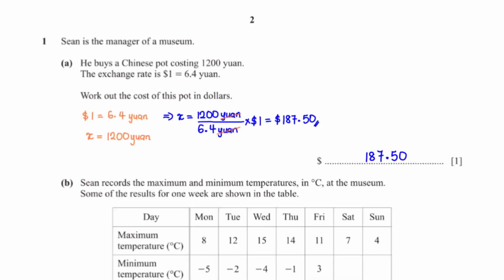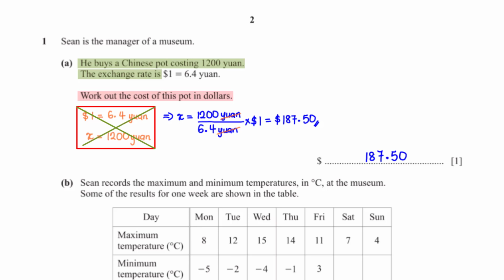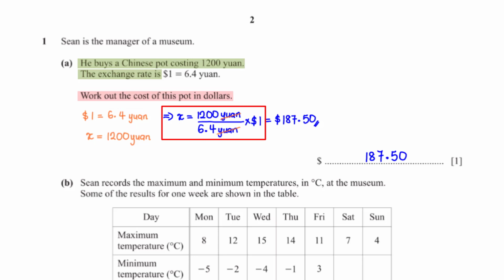Sean is the manager of a museum. He buys a Chinese pot costing 1,200 yuan. The exchange rate is $1 equals 6.4 yuan. Work out the cost of this pot in dollars. First, we set up the currency conversion to find the equivalent of 1,200 yuan in dollars, which we are calling X. When we cross multiply and make X the subject, this is what we get, which is equal to $187.50.